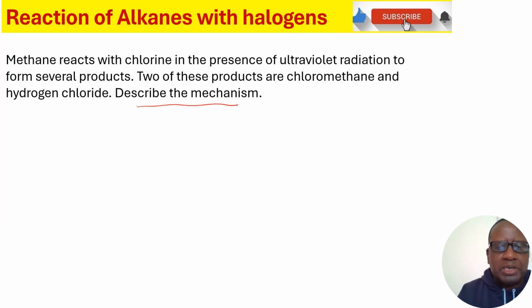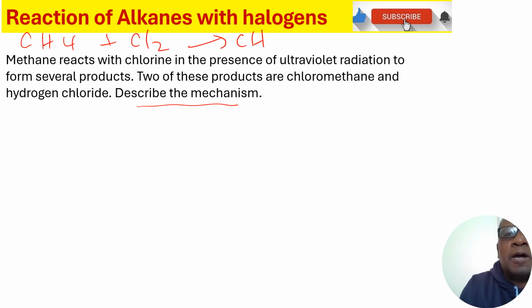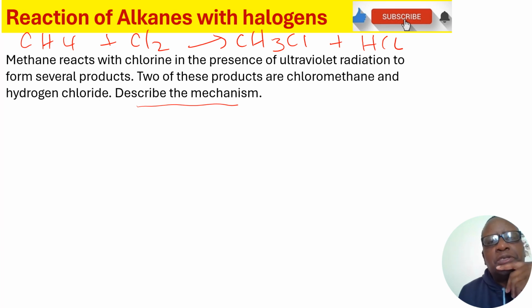But anyway, before we do that, let's write the equation of what's happening here. Methane, CH4, reacts with Cl2 to give CH3Cl plus hydrogen chloride. This is a substitution reaction. You can see the hydrogen has been substituted by the chlorine there.